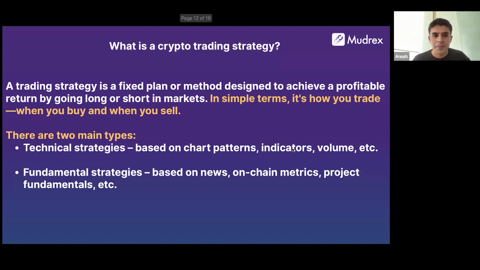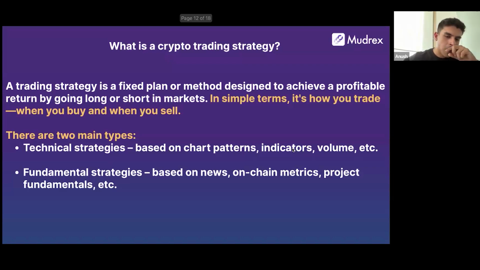Okay. Now, the next is fundamental strategies. Now, this is the opposite approach. Instead of looking at charts, you're looking at the story behind the asset. Okay. Fundamental strategies are basically stuff like news and events, on-chain analysis, basically like wallet activity, number of active addresses on a particular network, transaction volumes. All of this comes under on-chain metrics. Then there is project fundamentals as well. What does the coin actually do? Who is building it? How is their community like? So these are the questions that you would ask when you do your project fundamentals.